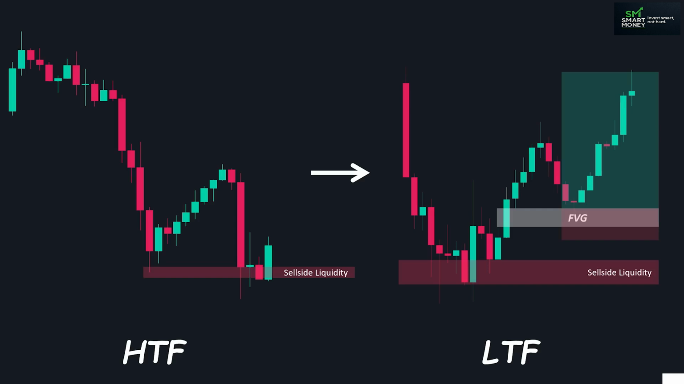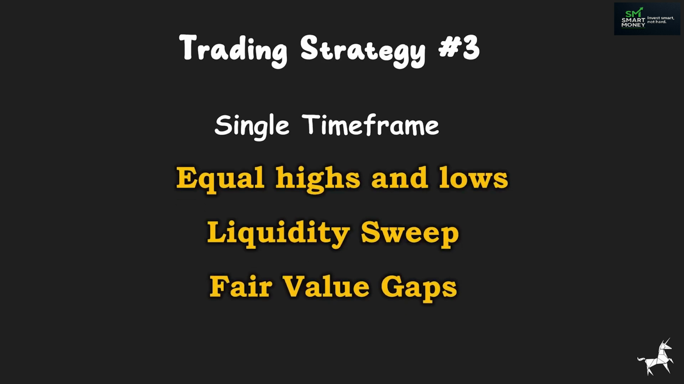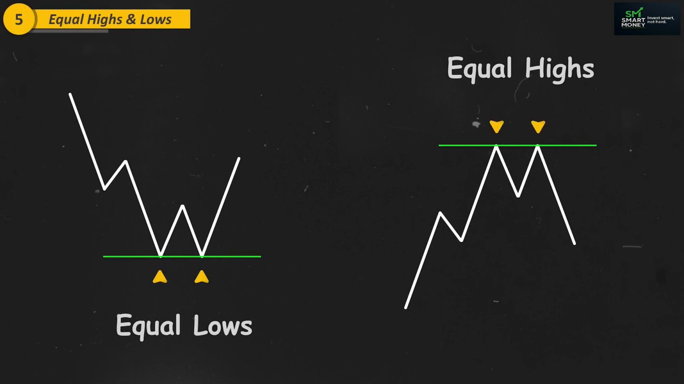Now let's continue with the third smart money trading strategy. This setup uses only one time frame and combines the concepts of equal highs and lows, liquidity sweep, and once again, fair value gap entry. So, what are equal highs and lows, and why are they so important? Equal highs and lows are price levels where the market has reacted multiple times without breaking through.